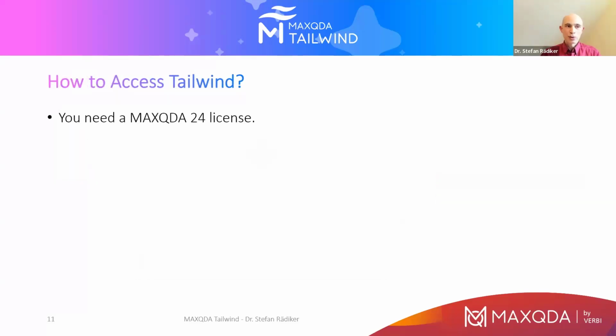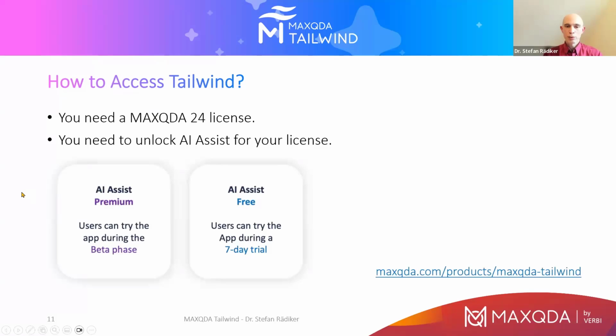And this brings us to the last question of my presentation: how you can access Tailwind. You need a MAXQDA 24 license. You need to ensure that you have unlocked AI Assist for your license. And as soon as you've done this, you have complete access without a time limit through the beta if you have AI Assist Premium. And if you have AI Assist Free, you can test it for 7 days. There is also a link in my presentation that is provided to you in the chat, and there you will find more information on it.